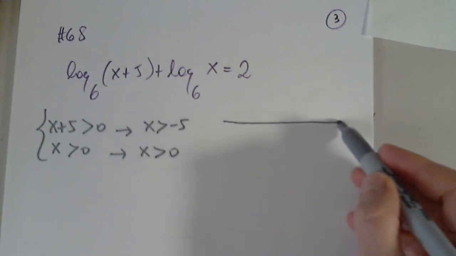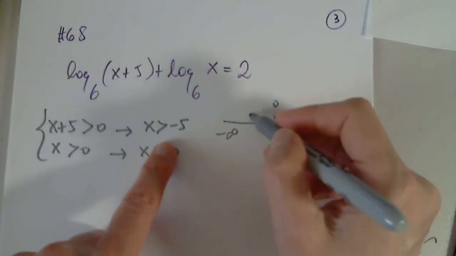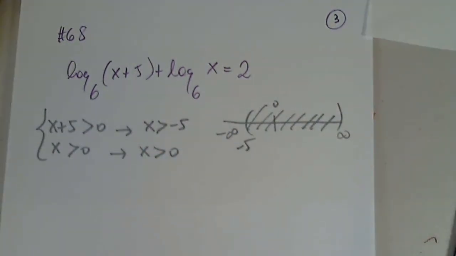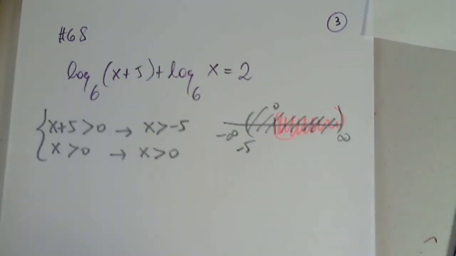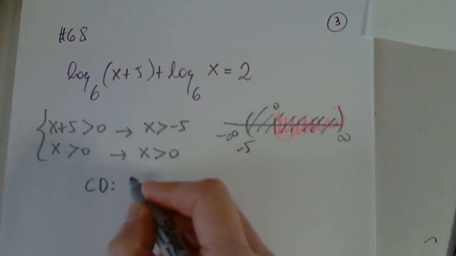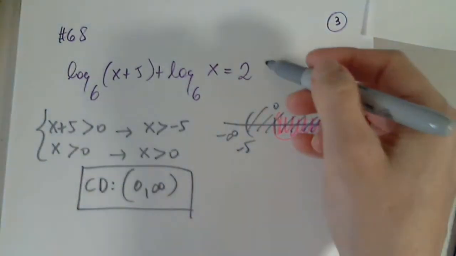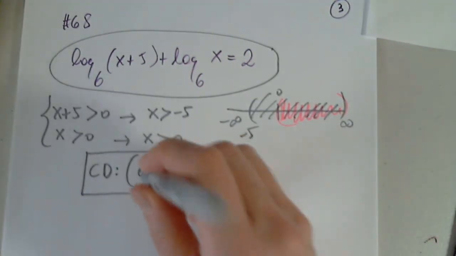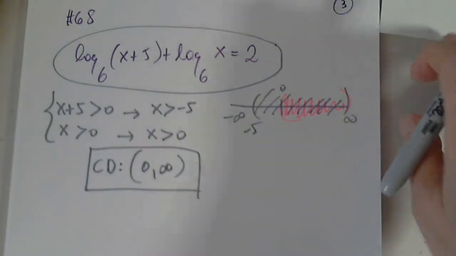If you need to see this, that's fine. Let's graph them. x greater than -5. I don't care for units. And the other one is greater than 0. I need both colors, of course. The common domain is 0 to infinity. Whatever this equation comes out to have as an answer, if it's not a number between 0 and infinity, I'll say sorry. It's not acceptable.